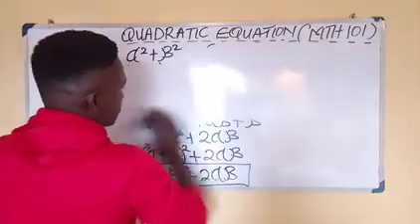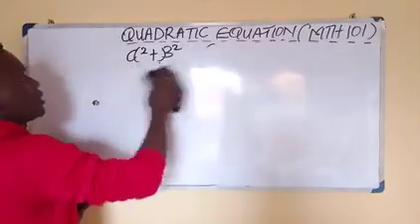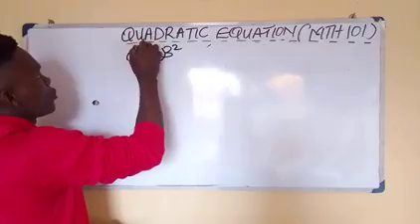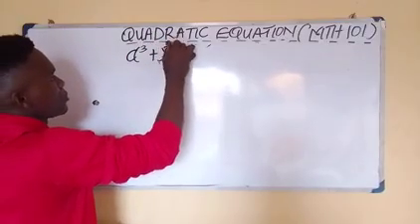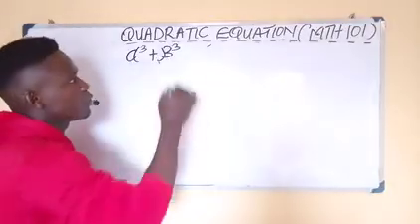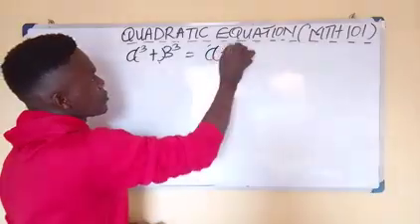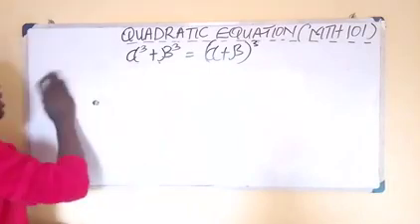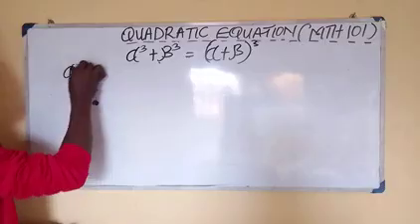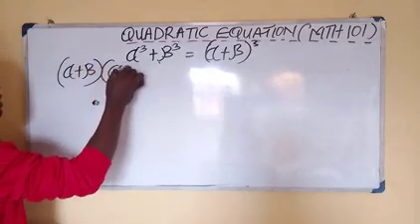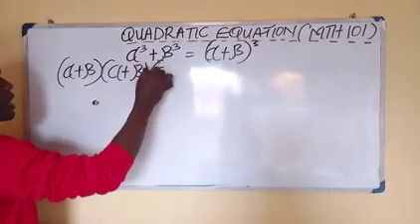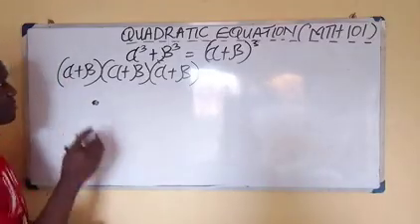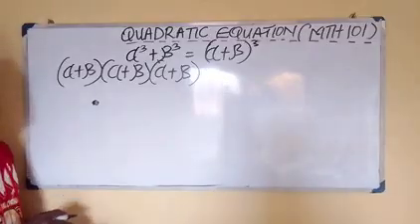So in case 2, I'll be having alpha cube plus beta cube, meaning that I'll be having alpha plus beta all raised by 3. If that is the case, I'll be having alpha plus beta, alpha plus beta, then alpha plus beta, so into 3 places. So if this has been established, what do you do next?